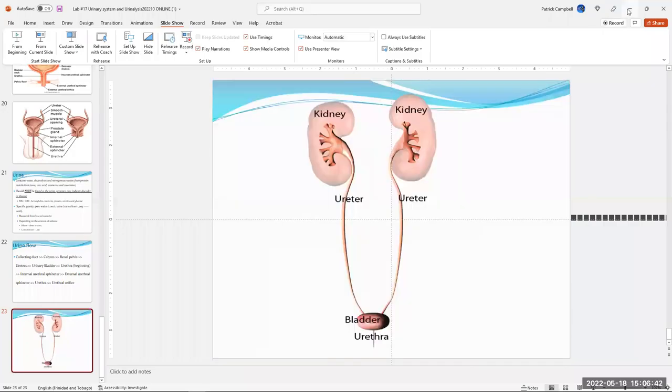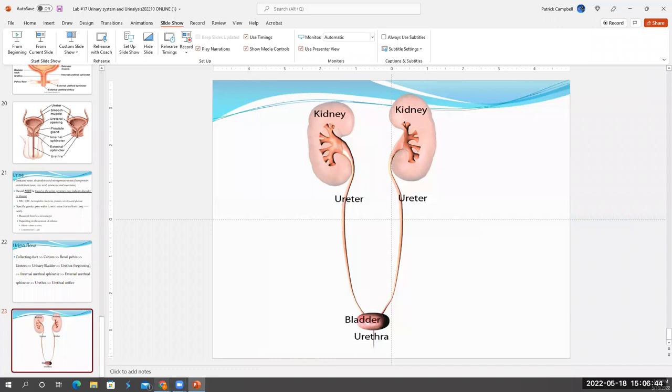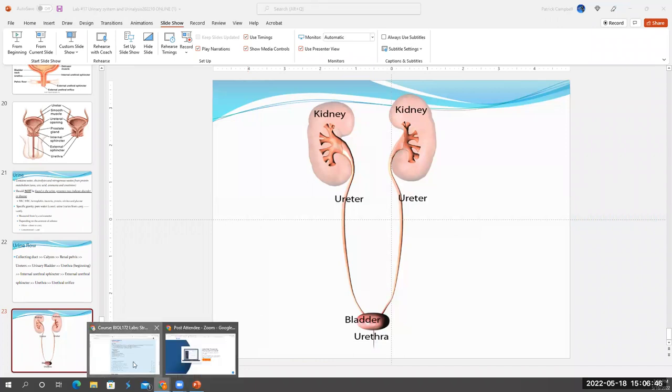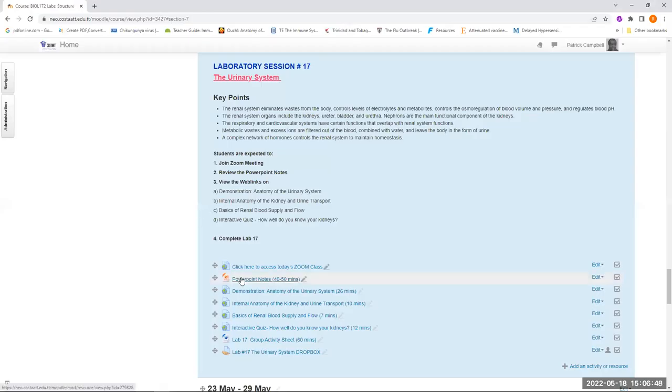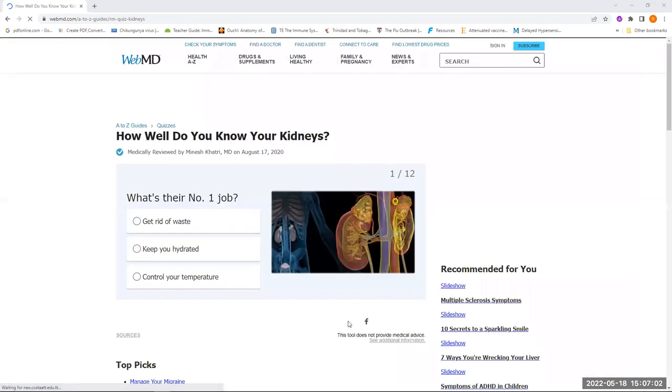I just want to go through, ever so briefly, one of the exercises here. Let's see if you can reinforce our knowledge of our kidneys. This is 7 minutes, and let's go. All right, ready?